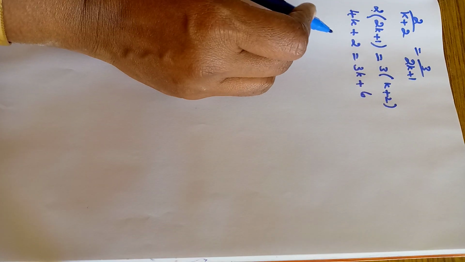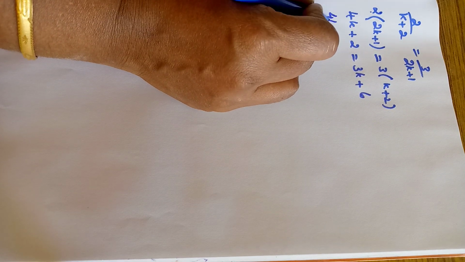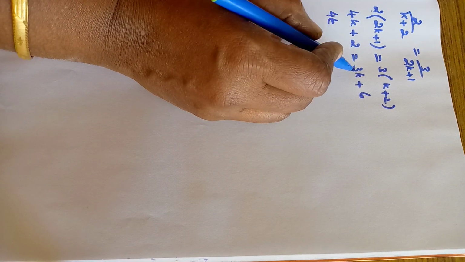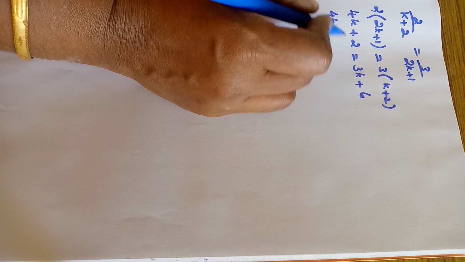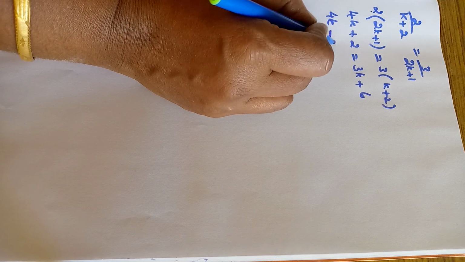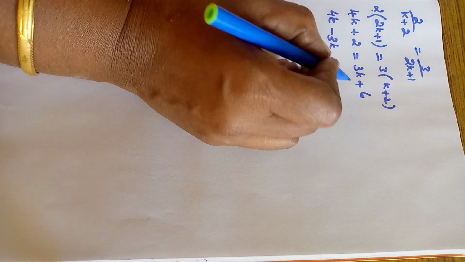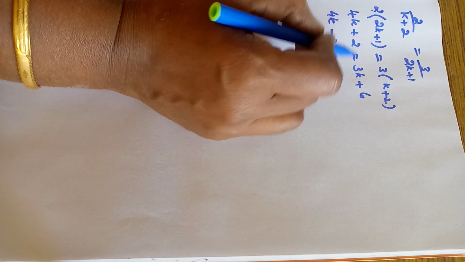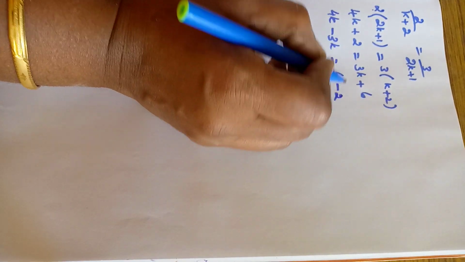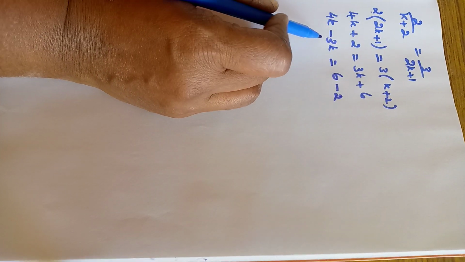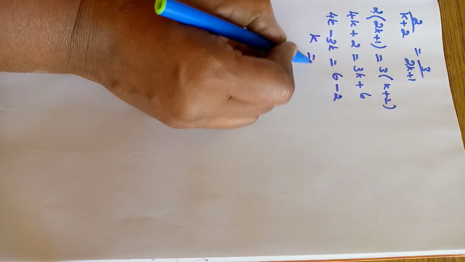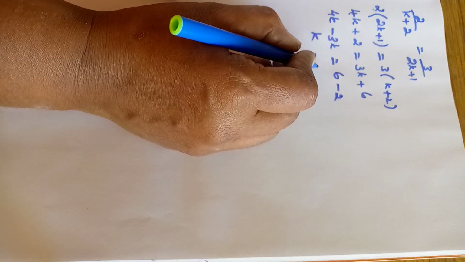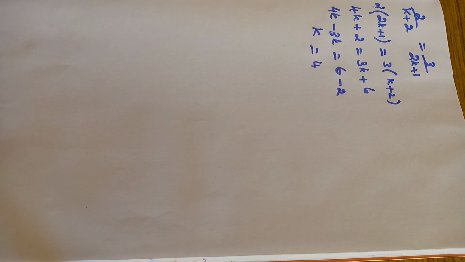Let us take the k terms to one side. So 4k, this 3k term when we take it here becomes minus 3k, which is equal to 6. Take this plus 2 to this side, it becomes minus 2. So 4k minus 3k is equal to 1k, and 6 minus 2 is equal to 4.